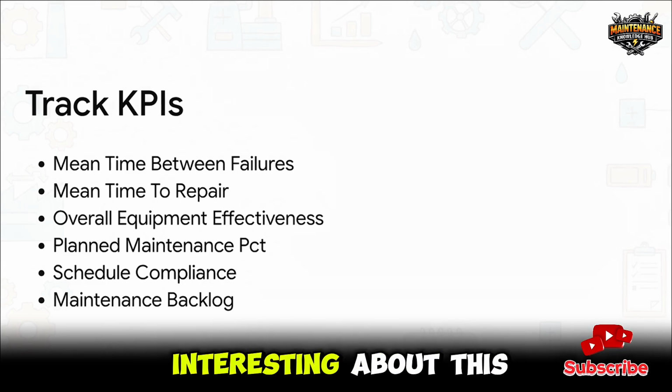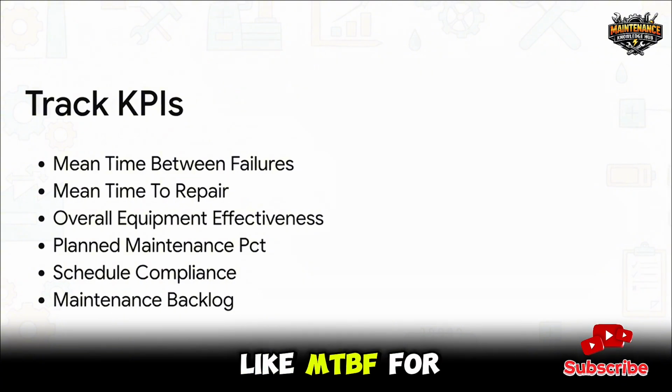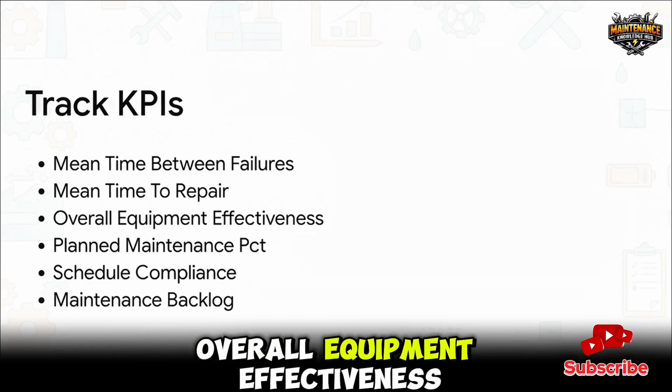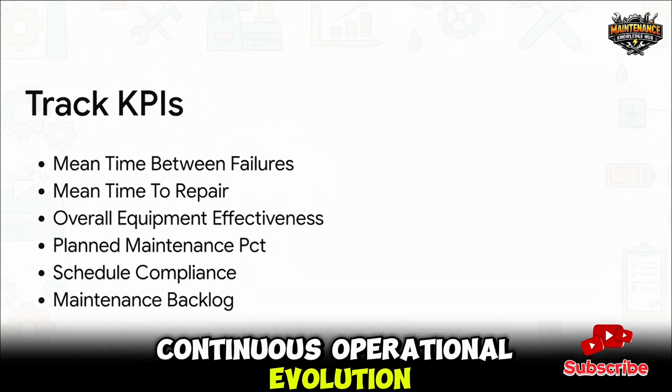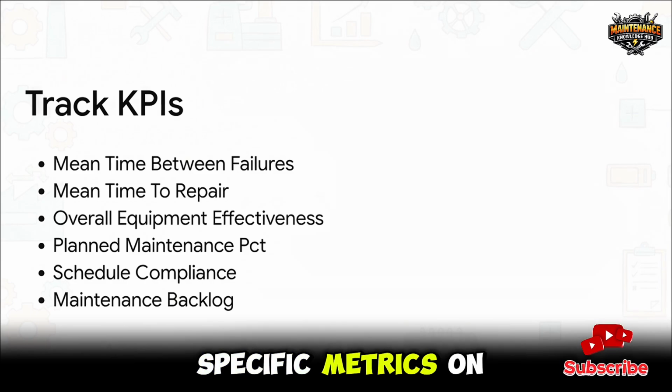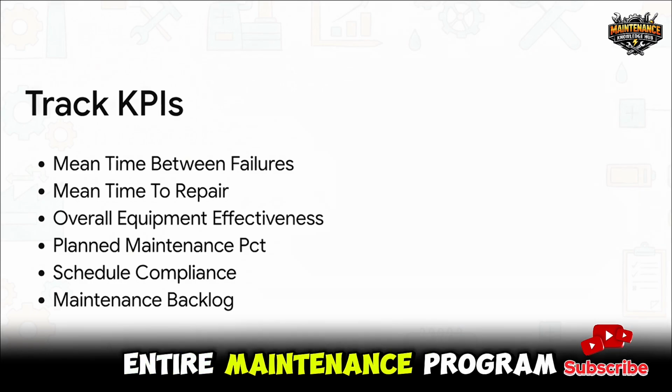Now, what's really interesting about this step is that tracking these heavy-hitting acronyms like MTBF for mean time between failures, MTTR for mean time to repair, and OEE for overall equipment effectiveness is how you achieve true continuous operational evolution. By reviewing these specific metrics on a regular basis, you spot hidden failure trends and you can actively improve the efficiency of your entire maintenance program.